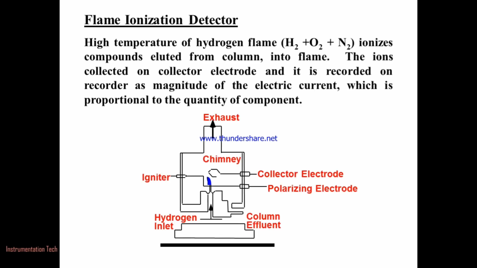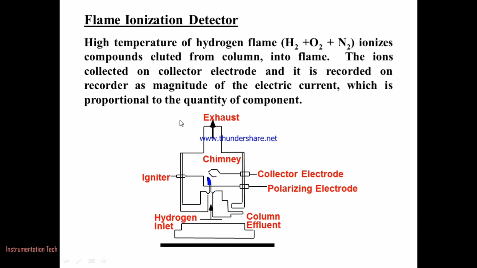Next we will see the detectors used in gas liquid chromatography. First one, flame ionization detector. You can see the figure. In this figure there is a hydrogen inlet, and there is the column effluent inlet, which gets mixed here and goes to the flame, and there is an exhaust and a collector electrode.